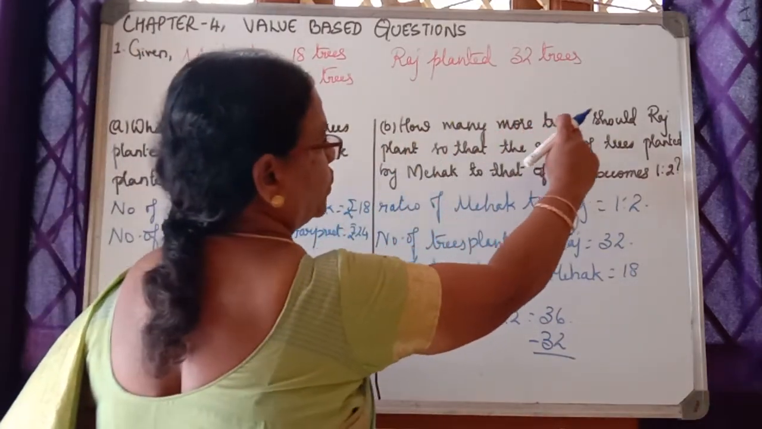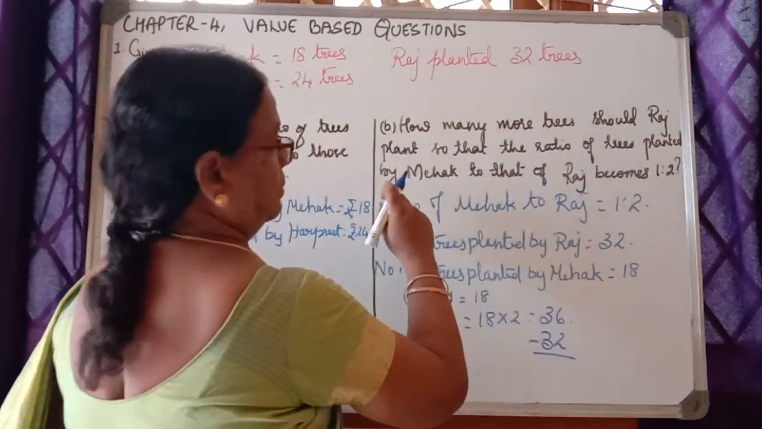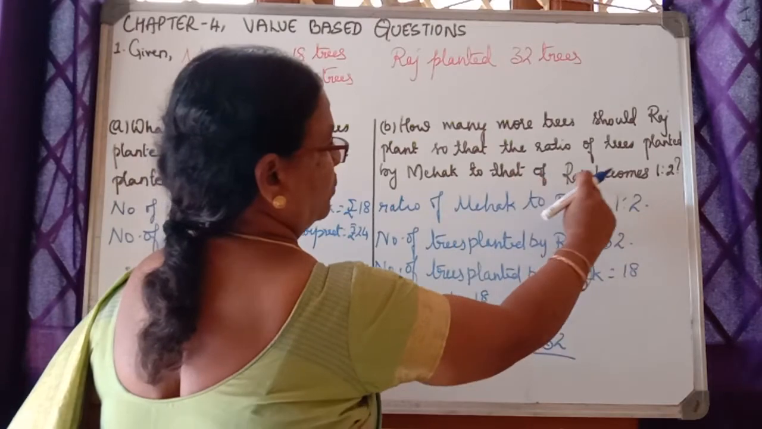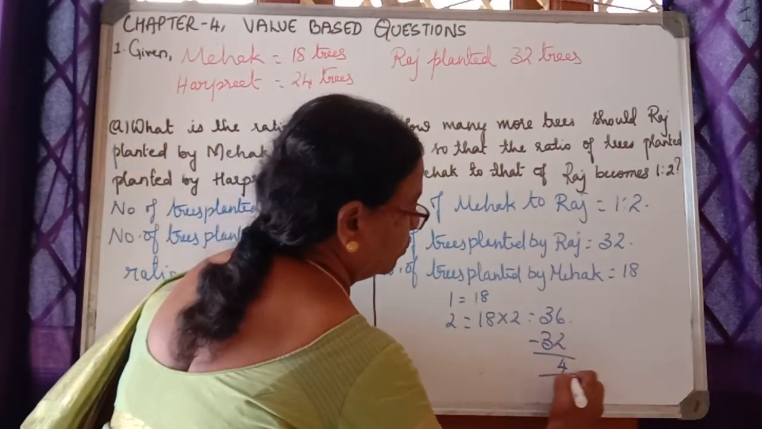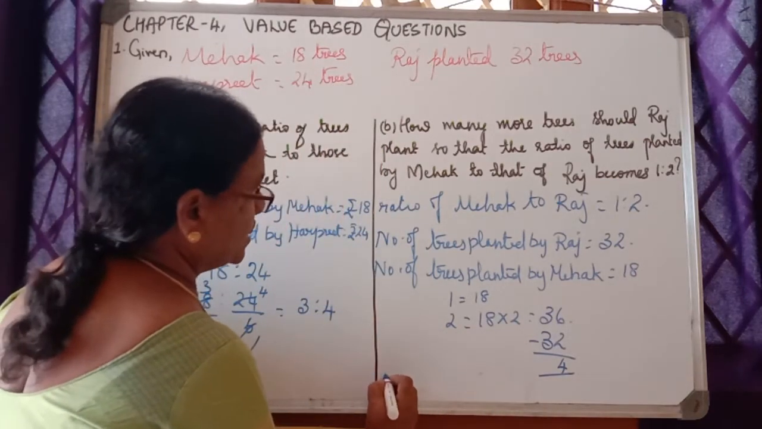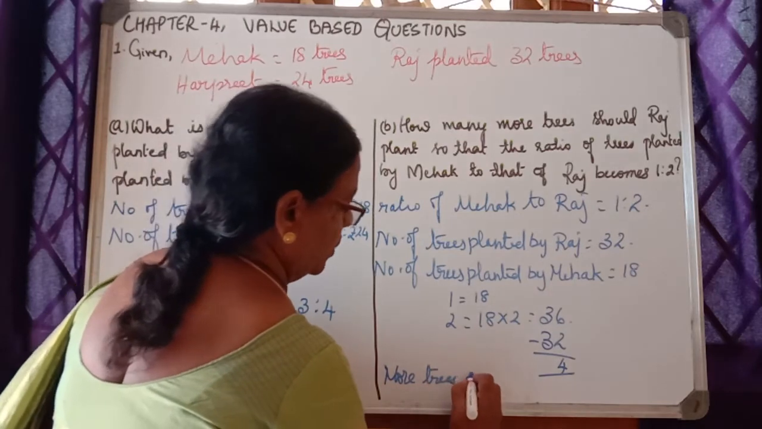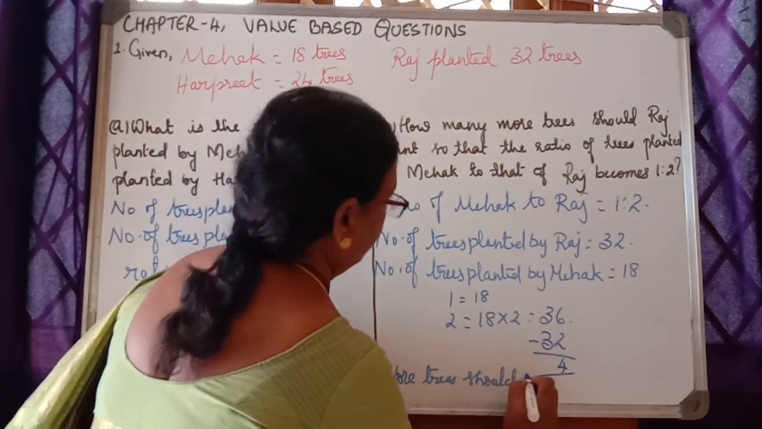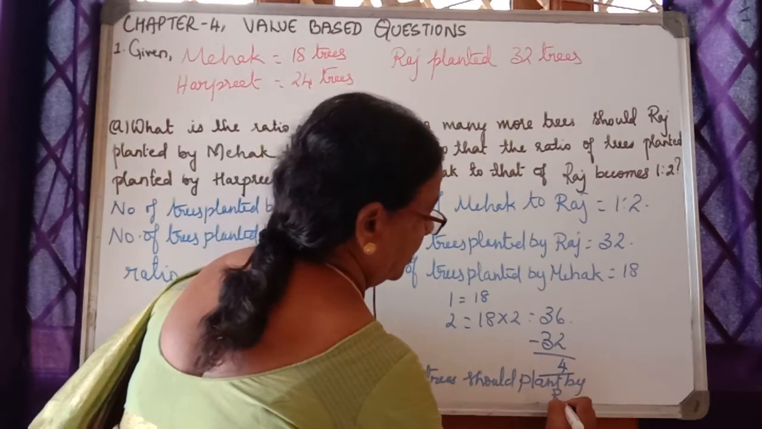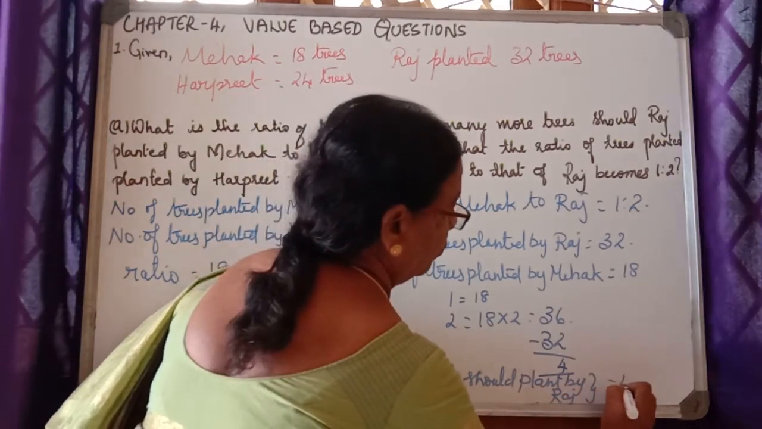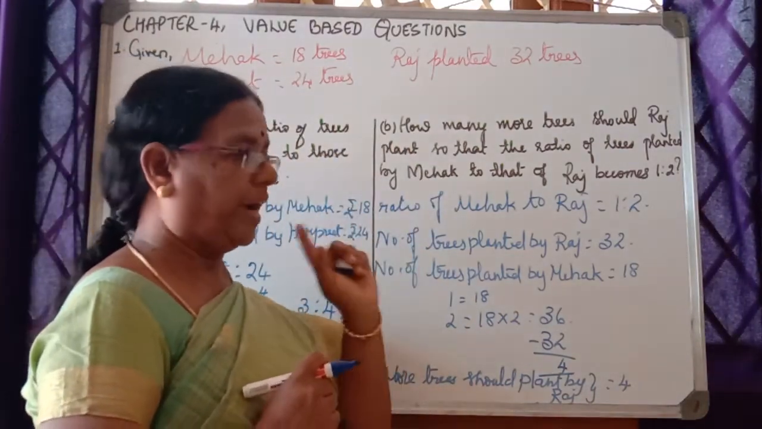How many more trees should Raj plant so that the ratio of trees planted by Mehak to that of Raj becomes 1:2? 36 minus 32 is equal to 4. So, how many more trees should be planted? More trees to be planted by Raj is equal to 4. So, the third question, you have to write your own ideas.